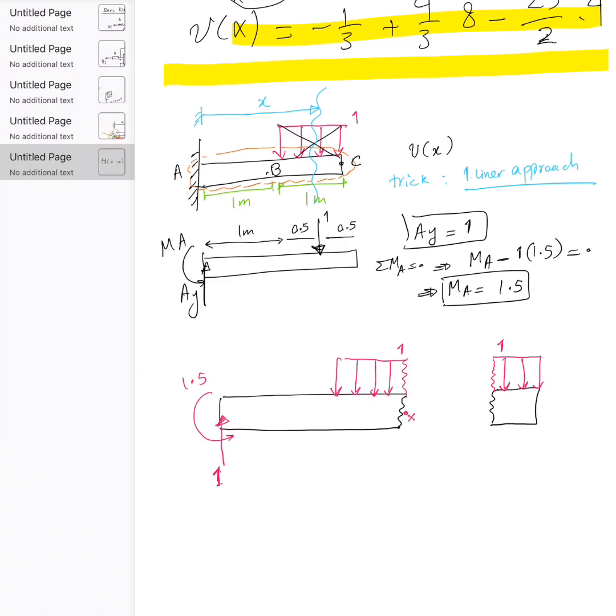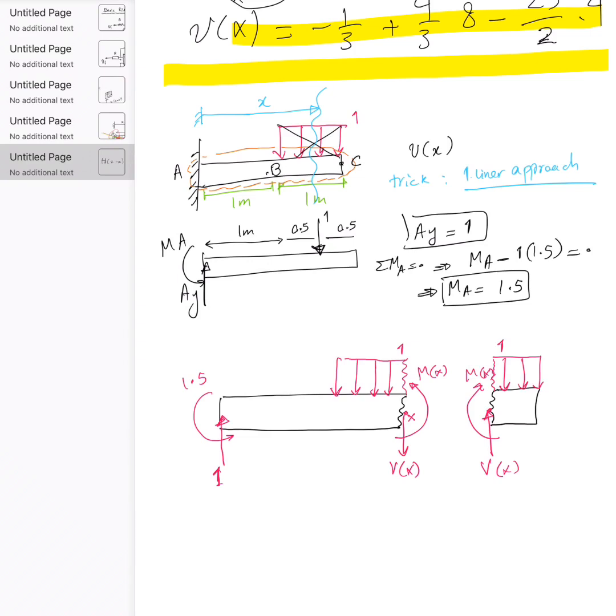And then also you're going to get internal loading here. Let's say this is point X, right? You're going to get the MX this way and shear load this way. On the right system, you're going to get opposite VX and opposite MX. So this is a full free body diagram for two systems resulting from the cut at point X.